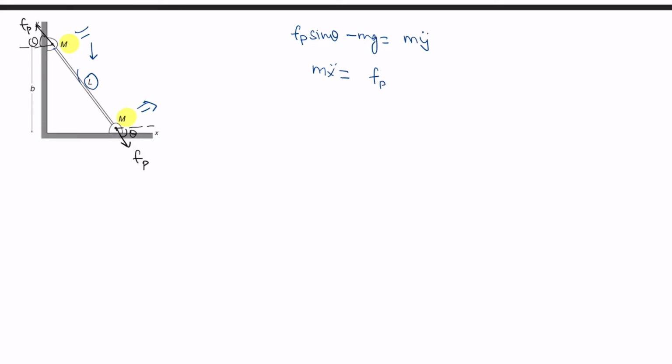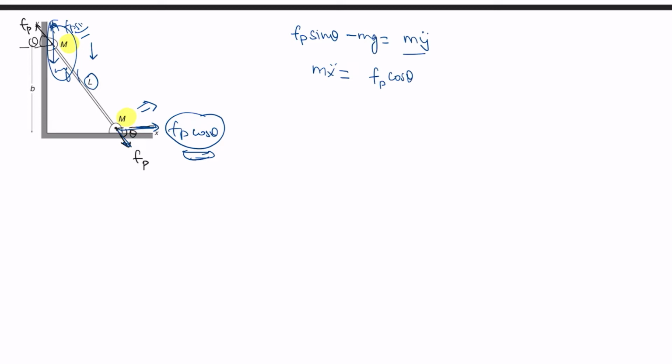And m x double dot will be Fp cos theta. So this goes here, Fp cos theta, and this will contribute to the acceleration in the x-axis. Here is your Fp in the y direction, Fp sine theta, and here is your mg. Obviously the difference between them will contribute to the acceleration in the y-axis, right?